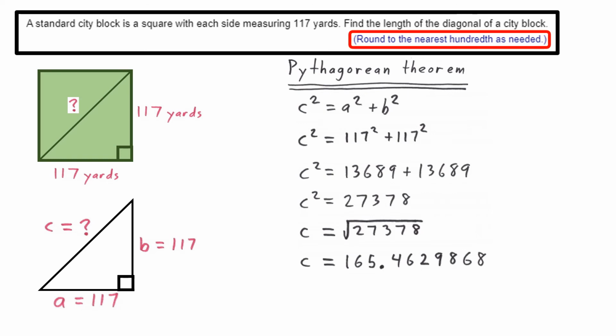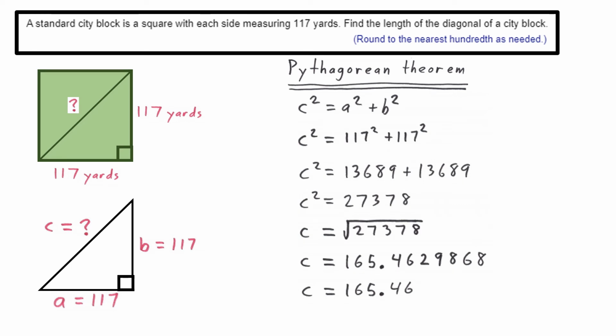Notice that we're being asked to round to the nearest hundredth, which is 2 decimal places to the right of the decimal point. To do so, we look at the digit to the right of the 6, which I've circled here, and it tells us what to do with the 6. Since the digit that we've circled is 4 or less, it tells us we need to round down and keep the 6. We get c equals 165.46. Had that 2 been 5 or greater, we would have needed to round up to 7.